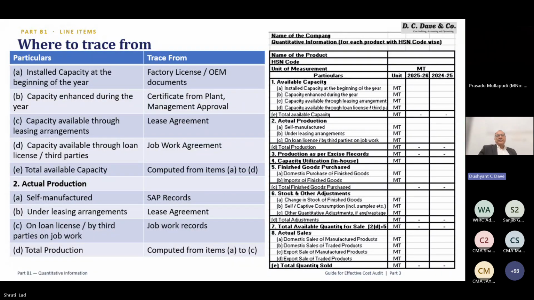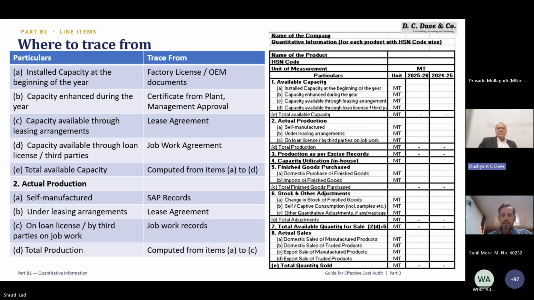How will you pick up capacity enhanced during the year? Is it just because the management costing department told you that we increased by 10,000 tons? No. Please take a certificate from the plant or management approval that this capacity was enhanced for this particular thing. Get the details, make it part of your audit papers.